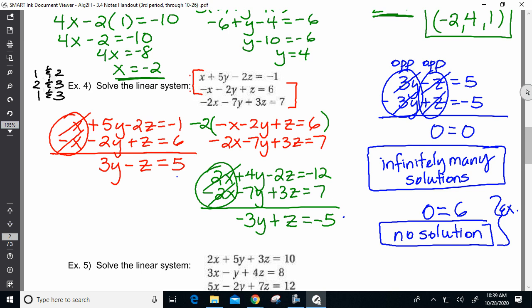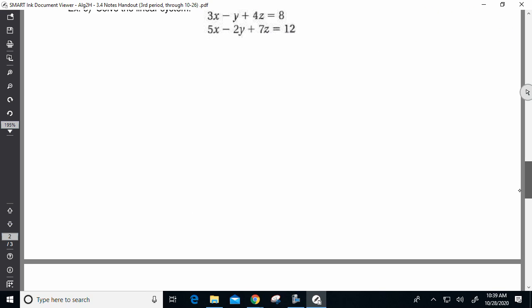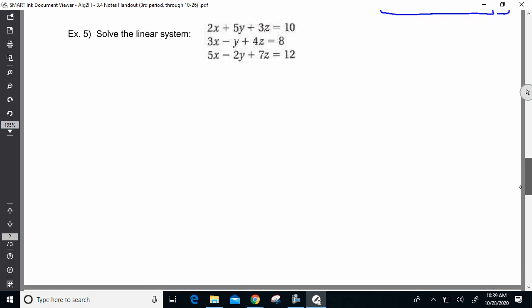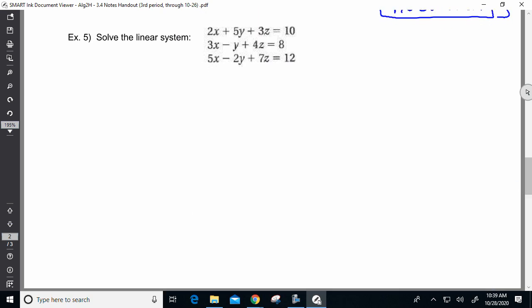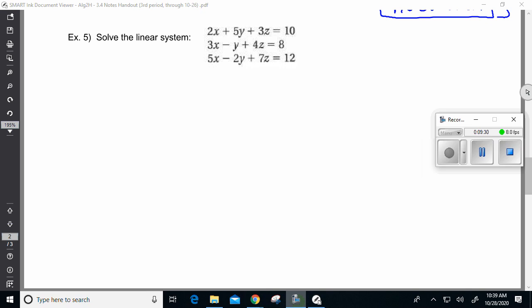Alright. So let's do one more basic example, then we'll take a break, and then we'll look at some word problems. So let me pause my recorder first.